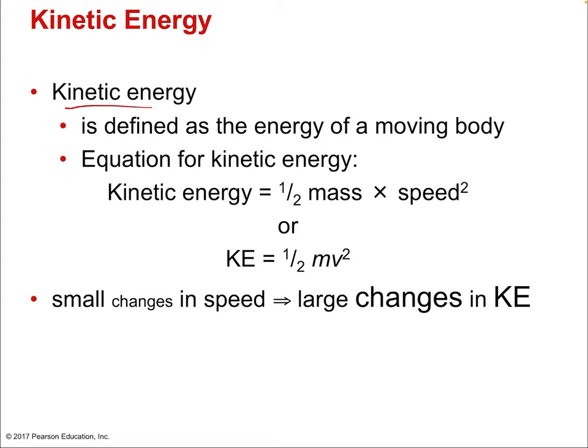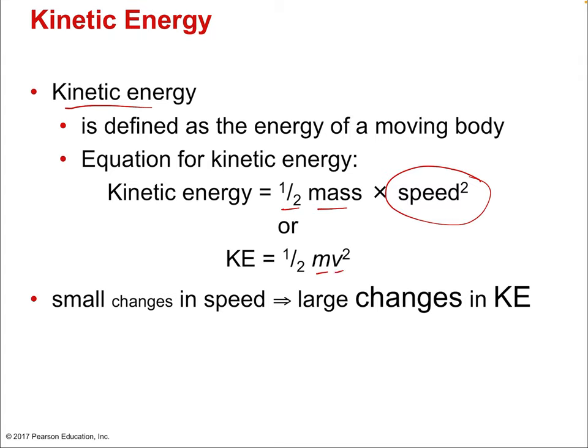So kinetic energy in equation form, and we're not going to explain where this equation comes from, it comes nicely from calculus, but we don't discuss that here, is equal to half the mass times the speed squared. So it's an interesting equation. Kinetic energy is 1/2 the mass times the speed squared.